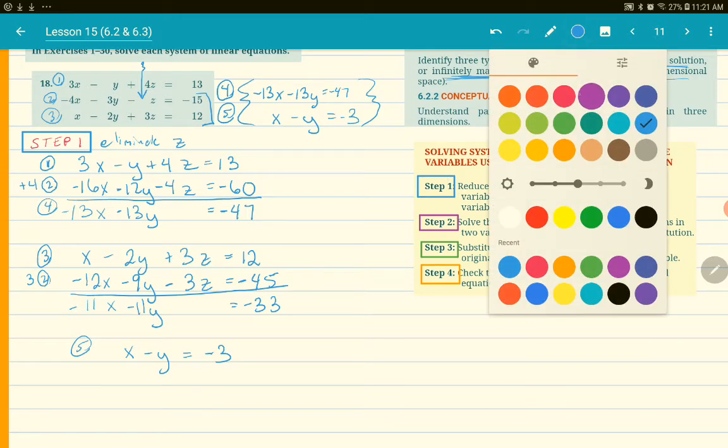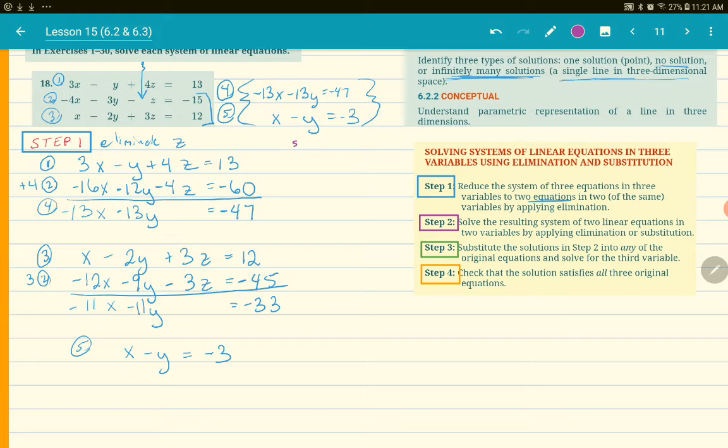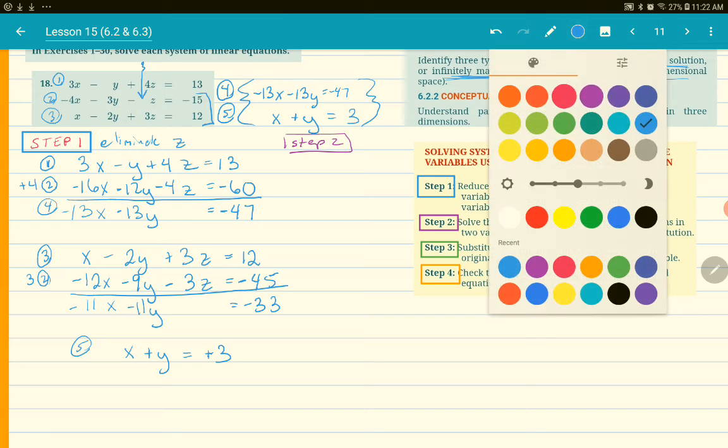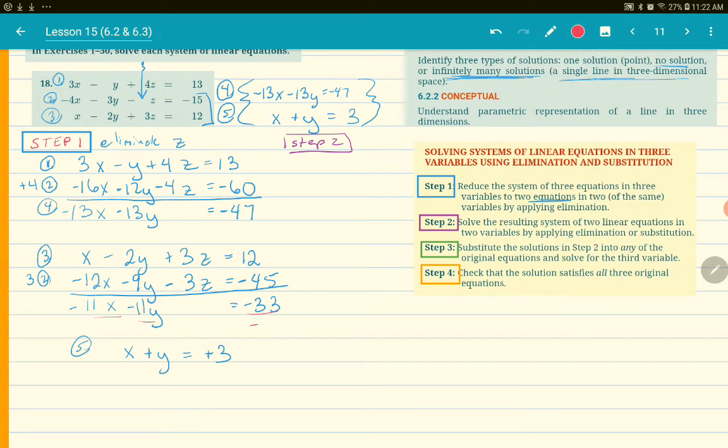So moving on to step 2. Now I take that system and try to solve for x and y. So let's see. You know what? Sorry. When I simplified equation 5, I divided by negative 11, but I forgot to change the sign on this one and this one. So that should be x plus y equals a positive 3. All right, so that's just dividing that equation by negative 11. Okay, back to step 2.